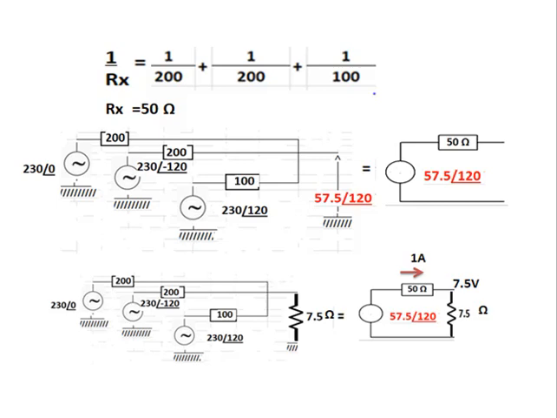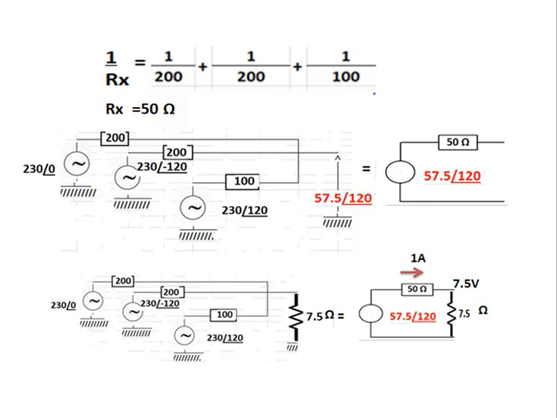1 by Rx is equal to 1 by 200 plus 1 by 200 plus 1 by 100. So Rx is equal to 50 ohms. Now these three source voltages are connected to the load impedance and the floating point is equal to 57.5 angle 120, which is the source voltage, and 50 ohms is the source impedance.